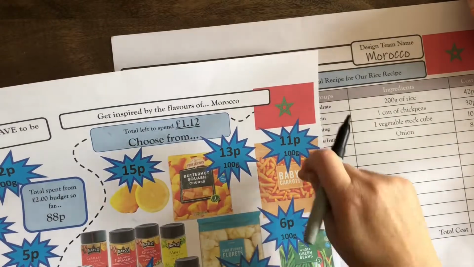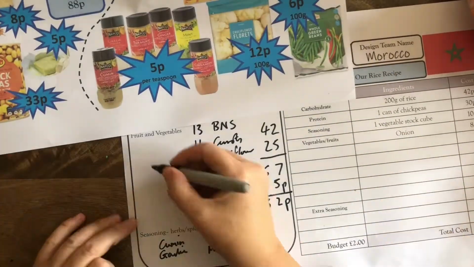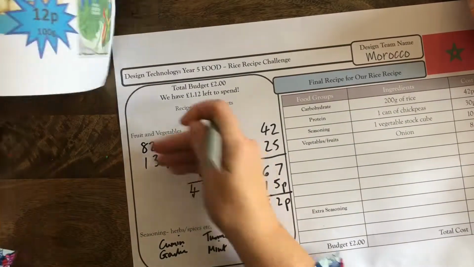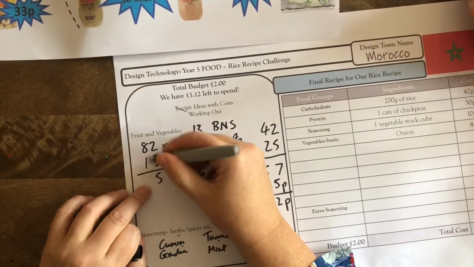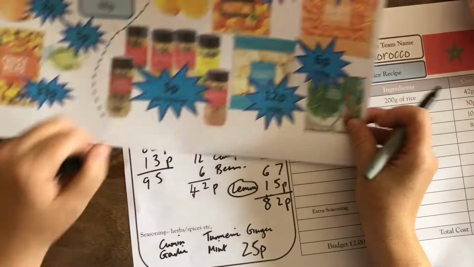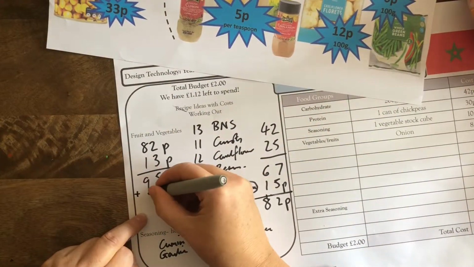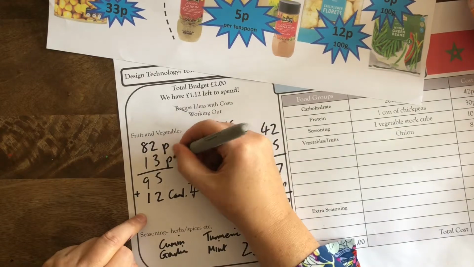As I say, some of you are going to find this trickier than others. Some of you will have more money left over than others. But there we go. We've got that amount so far. I'm happy with that, with the lemon. That's all good. I think I'm going to put in some more cauliflower. Yeah, and I think I'm going to put in some more butternut squash.